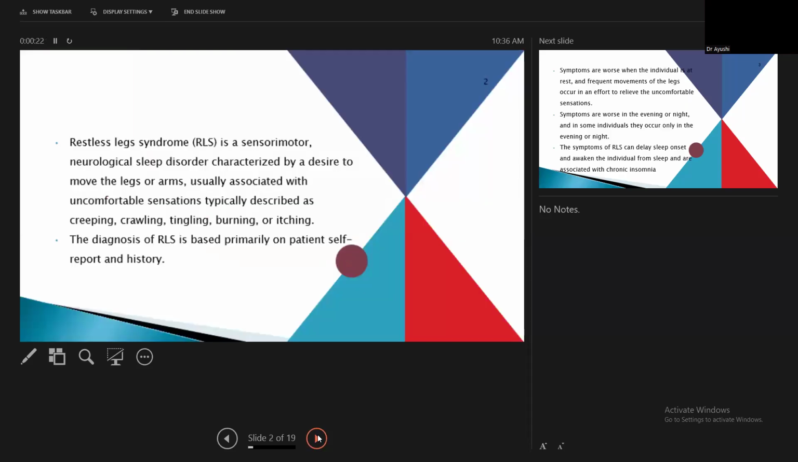Introduction. Restless leg syndrome, RLS, is a sensory motor neurological sleep disorder characterized by a desire to move the legs or arms, usually associated with uncomfortable sensations, typically described as creeping, crawling, tingling, burning, or itching. The diagnosis of RLS is based primarily on patient self-report and history.